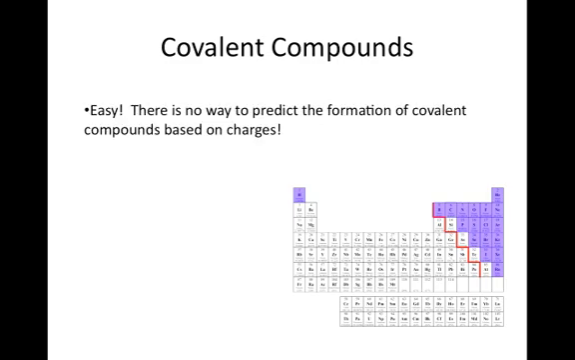When we talk about covalent compounds, it's very easy because there is no way to predict the formation of covalent compounds based on charges. We can look at a compound and tell that it is covalent simply by noticing that it is composed of two elements that are nonmetals. Other than that, we have no way of predicting the formation of covalent compounds.